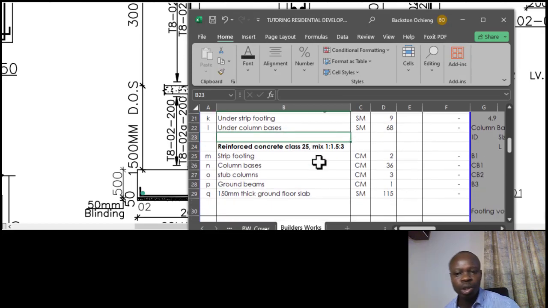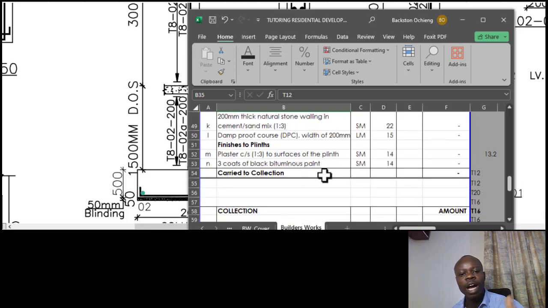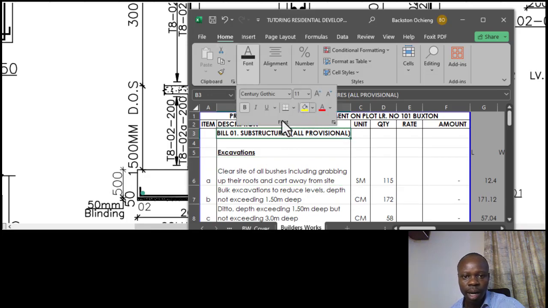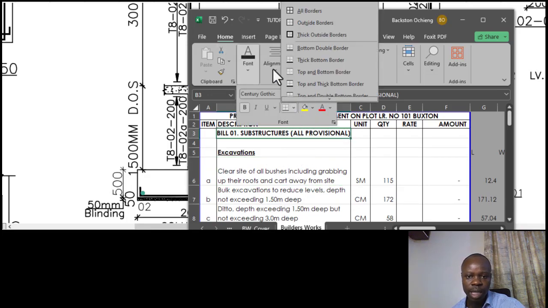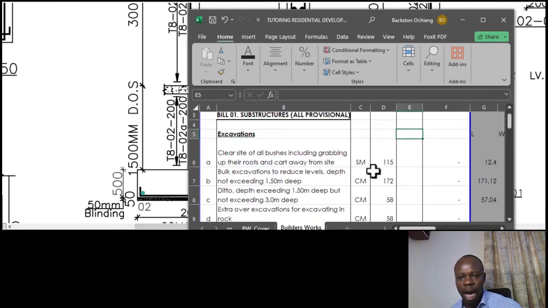So I would also like to introduce our next part, that of coverage. So what we've done is a comprehensive coverage of the substructure works. So anything related to substructure works, right from the rules, right from the interpretation of the drawing that we had, is well captured. So we need to go to the next element. So this was bill 1, and bill 1 we talked about substructures. Then there is another one that is left called bill 2. So how do you go about that?